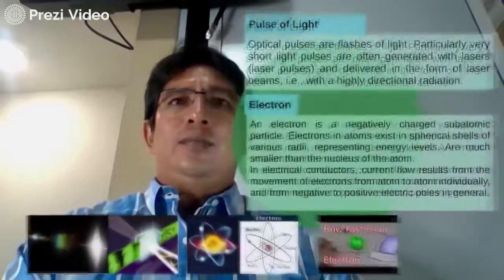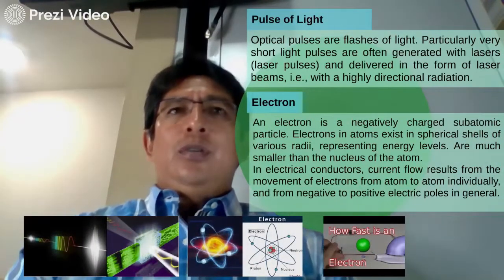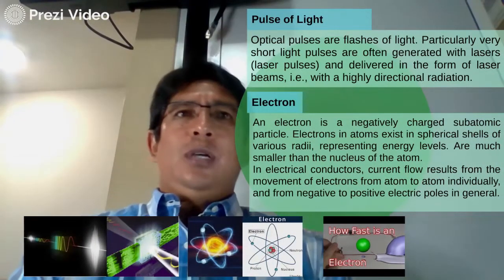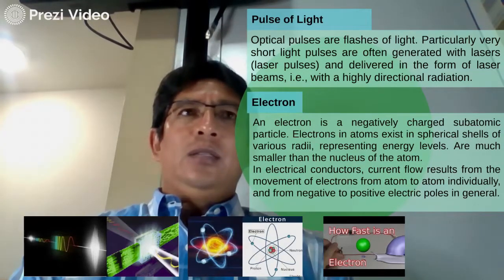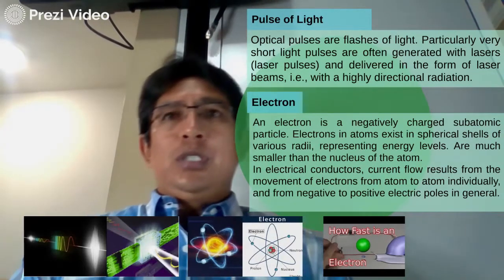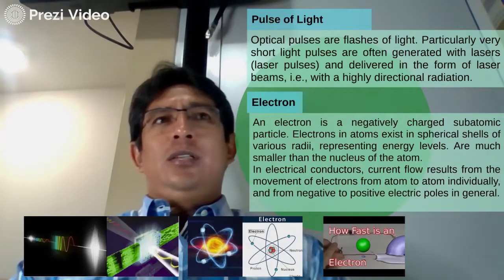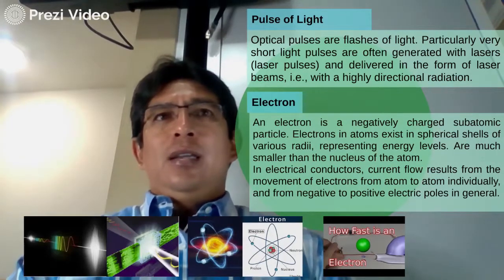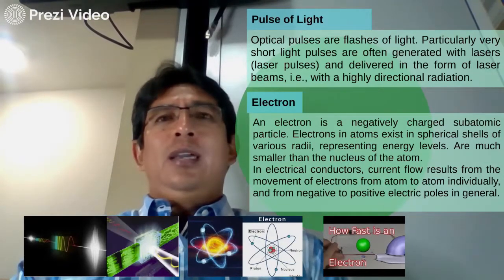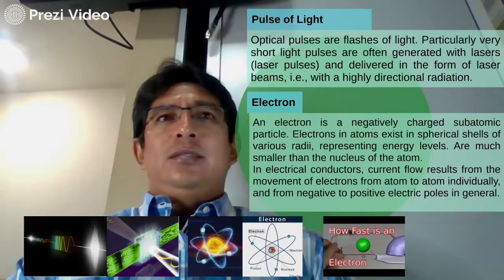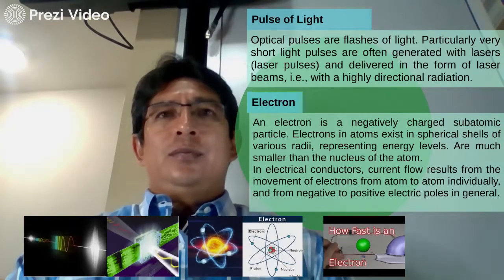Definition: pulses of light. Optical pulses are flashes of light, particularly very short light pulses, often generated with a laser. Laser pulses are delivered in the form of a laser beam, with a highly directional radiation.